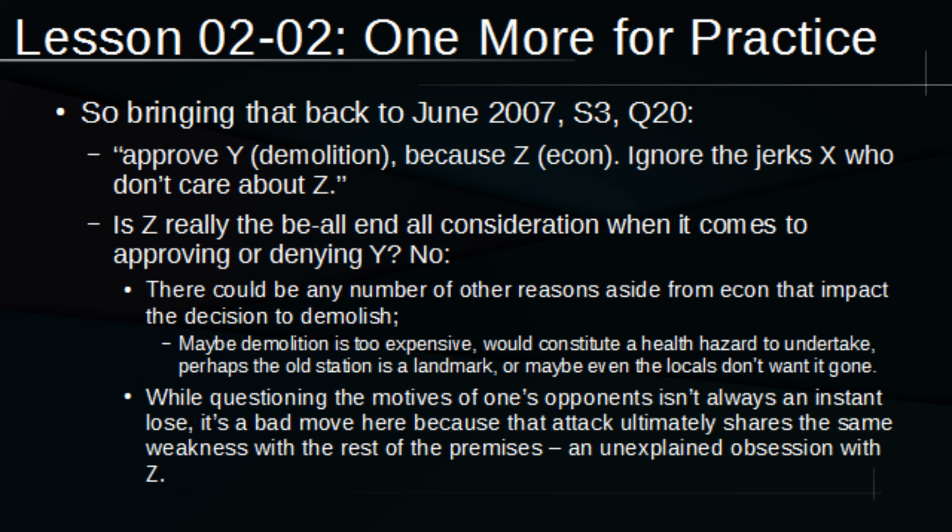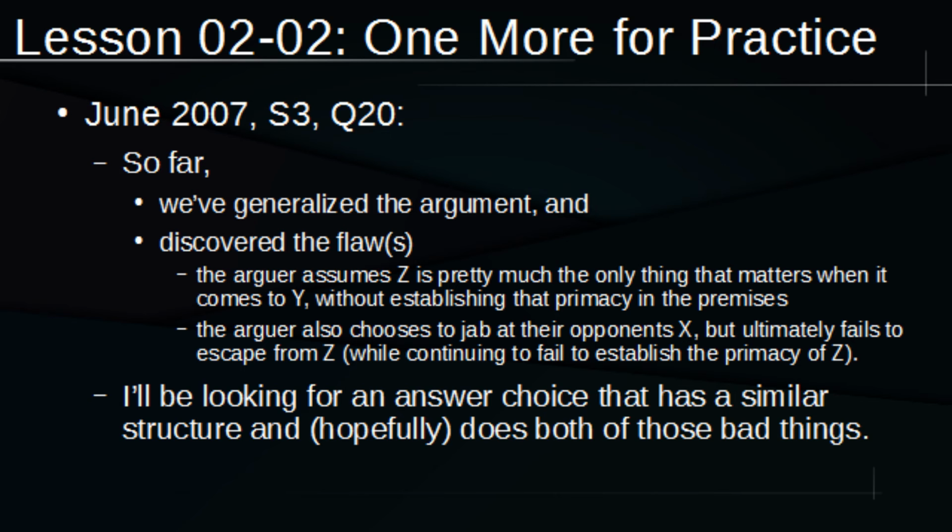The ad hominem attack would matter, I think, if it gave us some new information that was relevant, but it does the same old thing. It just basically circles us back to the importance of Z, economic health. So that's another thing that's wrong with it. So to recap, because I've said a lot of different things, where we are so far is that we've generalized the argument and we've discovered the flaw.